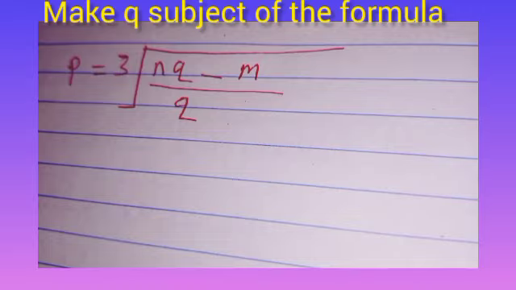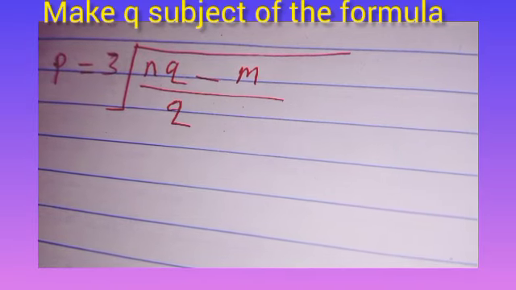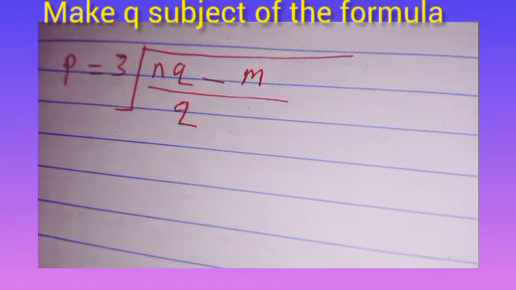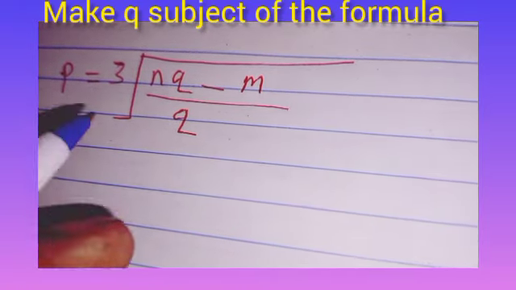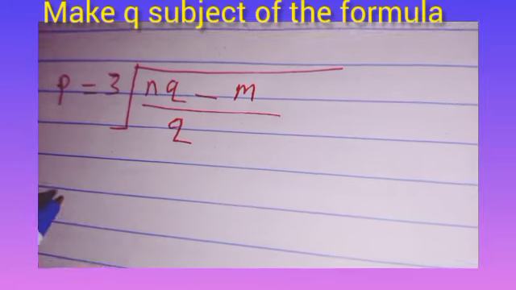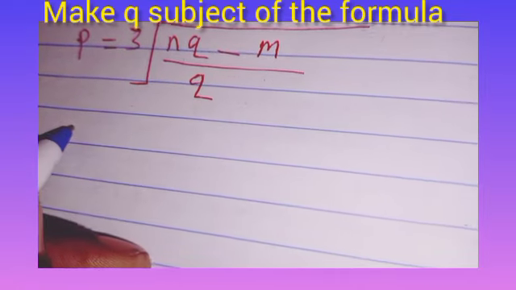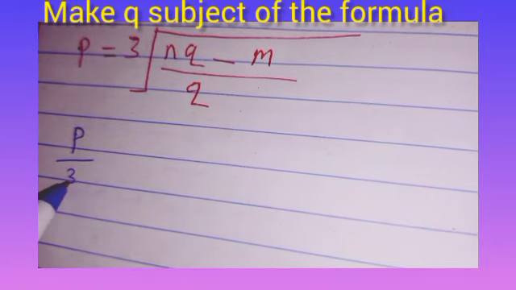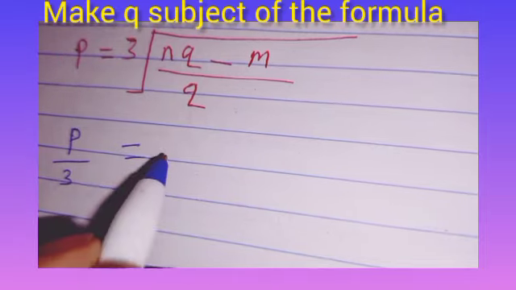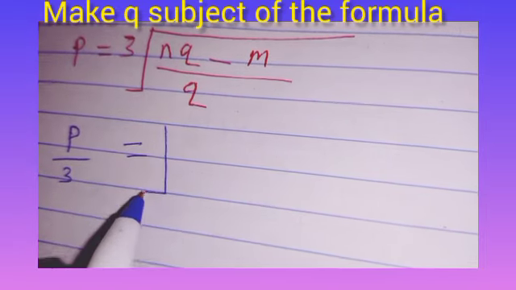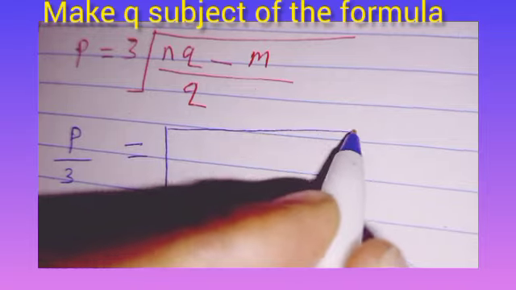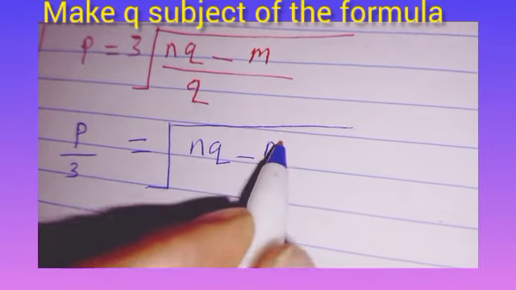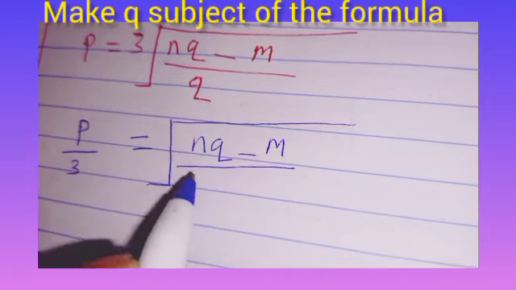In this video tutorial, you are required to make Q the subject of the formula. Make Q the subject of the formula. So to do that, first of all, we square. Before we square, we can divide by 3 both sides. Dividing by 3 both sides, we are going to get P divided by 3 is equal to the square root of (NQ minus M) divided by Q.